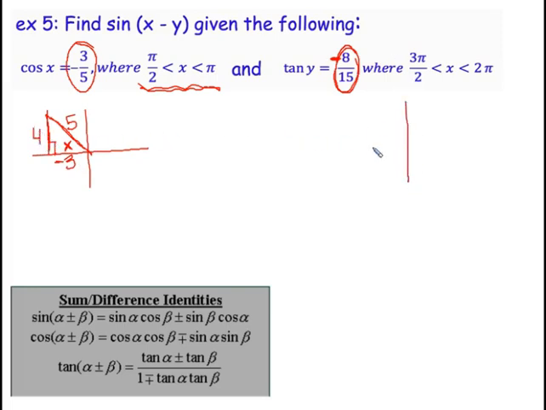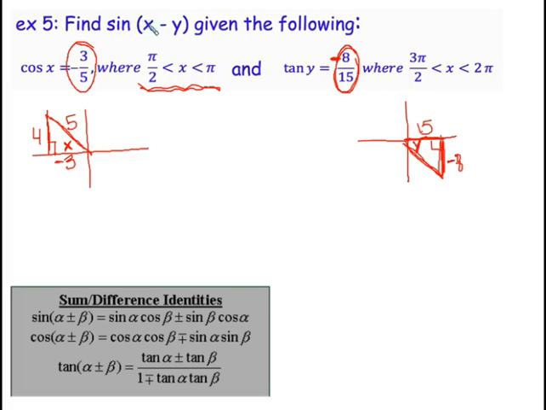Now let's draw a reference triangle over here for tangent. 3 pi over 2 and 2 pi is somewhere in here. So here's our angle y. And tangent is opposite over adjacent. So this 8 should have been negative because if it's opposite, notice how this piece is going down. It should be negative 8. And then the adjacent is 15. Okay, we're going positive 15 to the right. So there are our reference triangles.